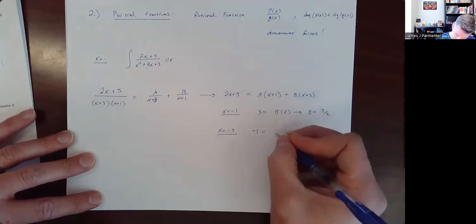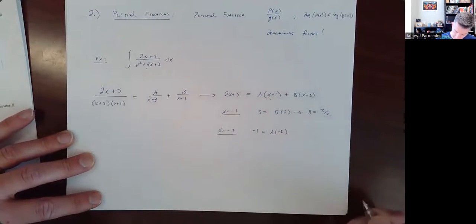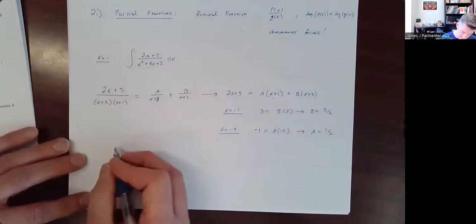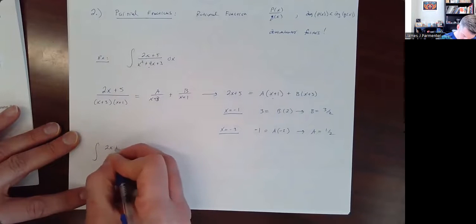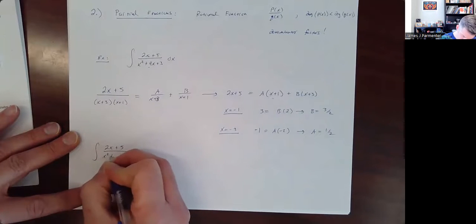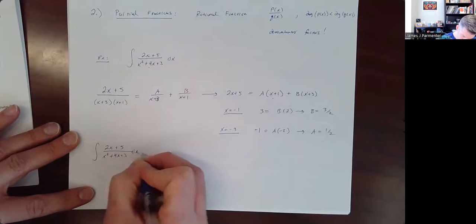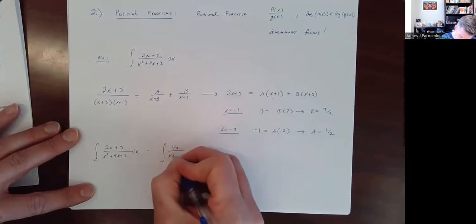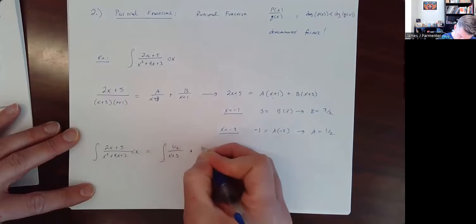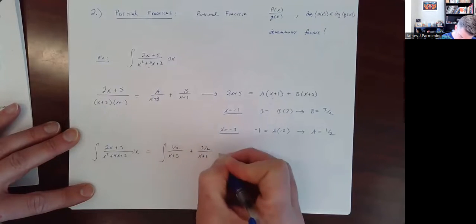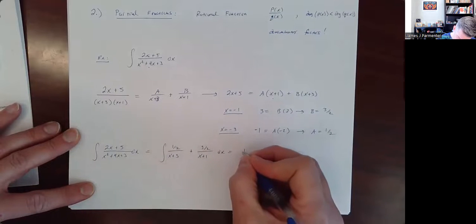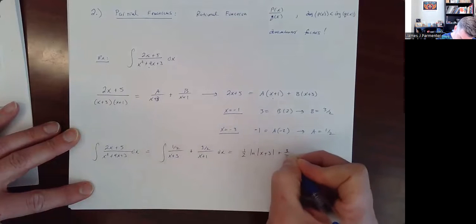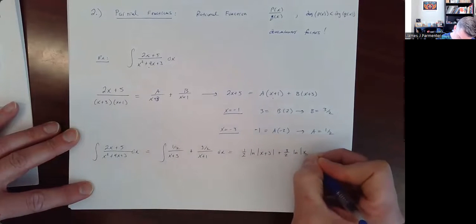equals a times -2 plus b times 0. So a is going to equal positive 1/2. So then I can rewrite this integral as the integral of 1/2 over x plus 3 plus 3/2 over x plus 1, which is going to be 1/2 the natural log of the absolute value of x plus 3 plus 3/2 the natural log of the absolute value of x plus 1.